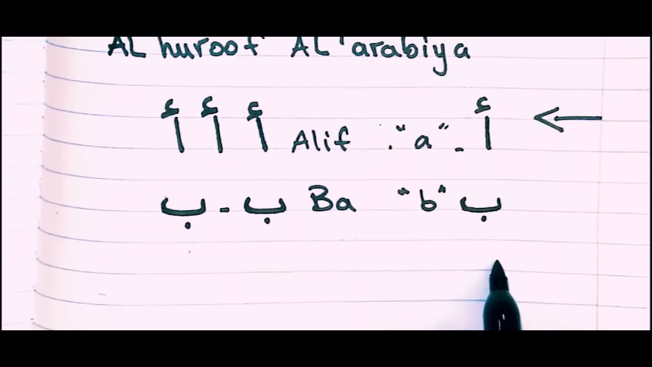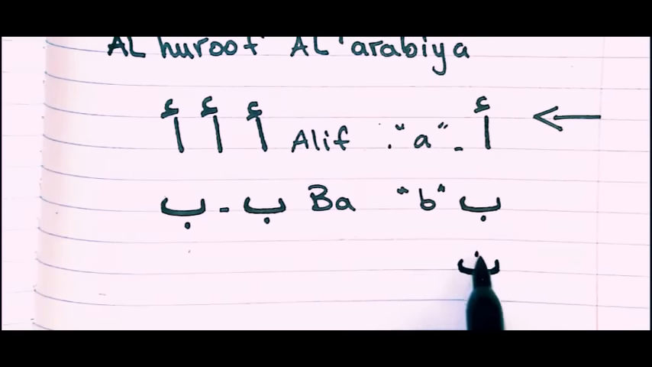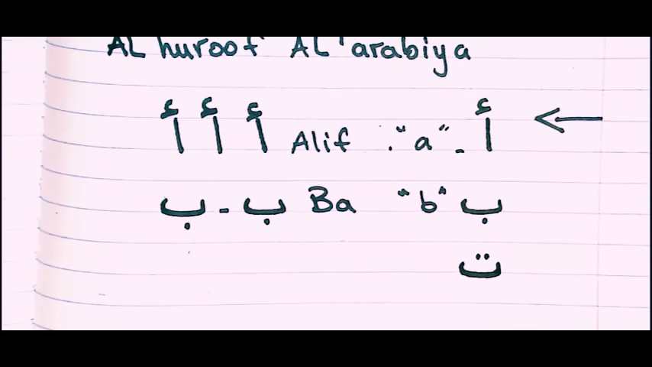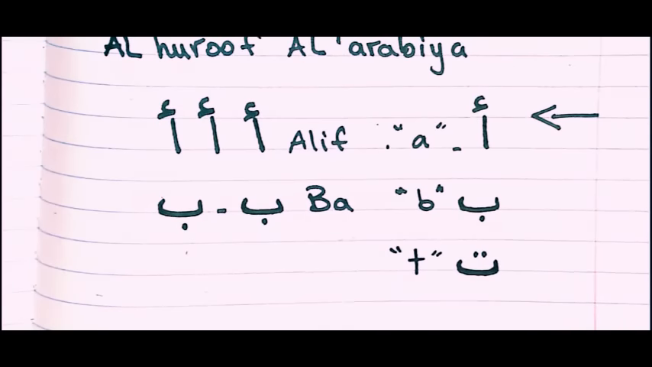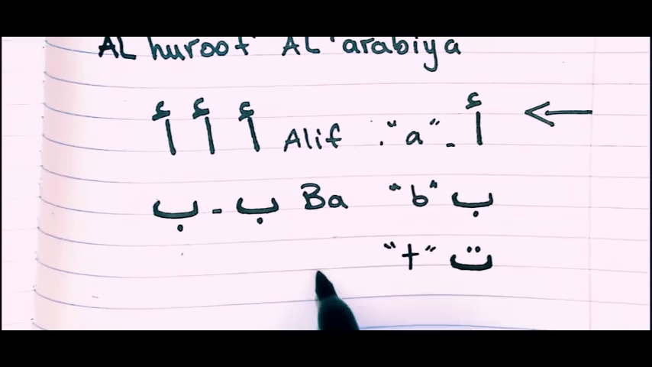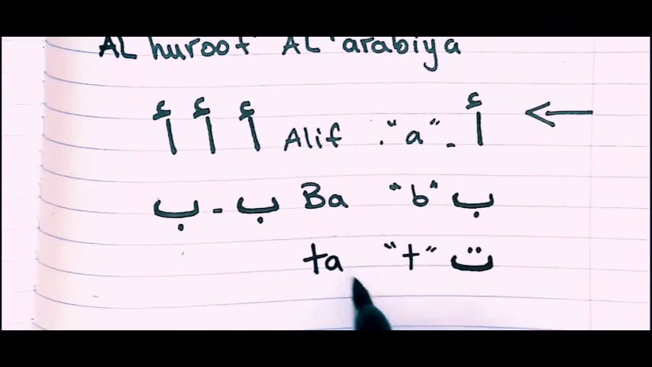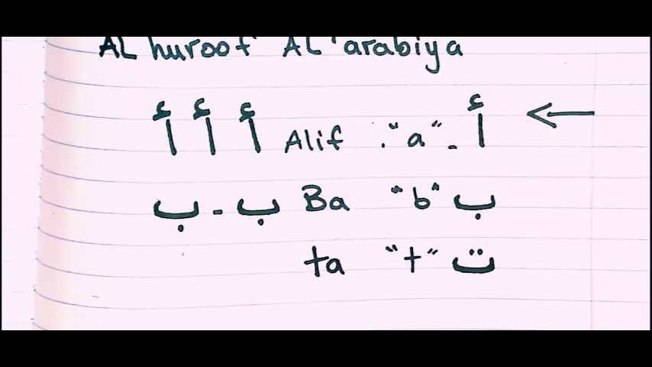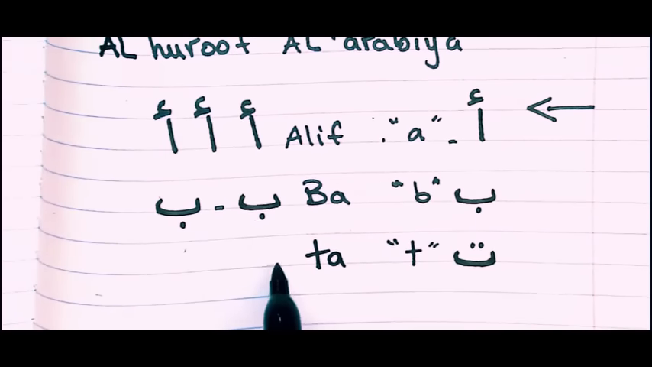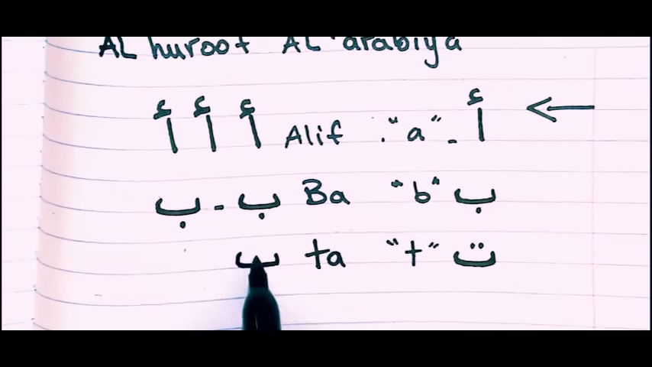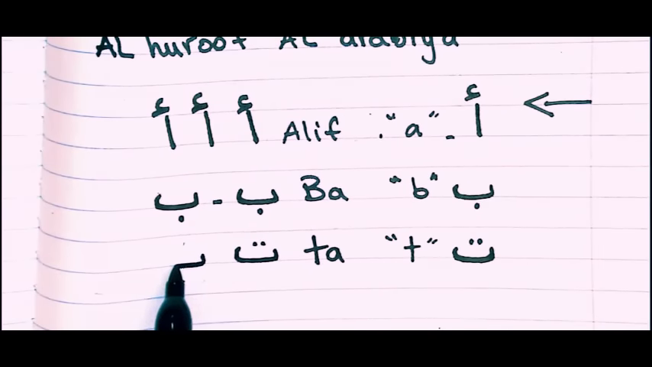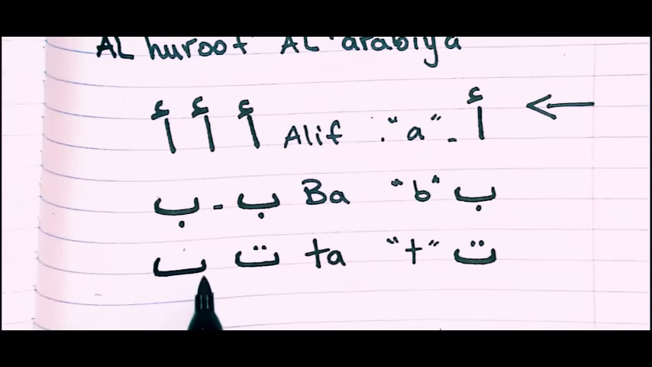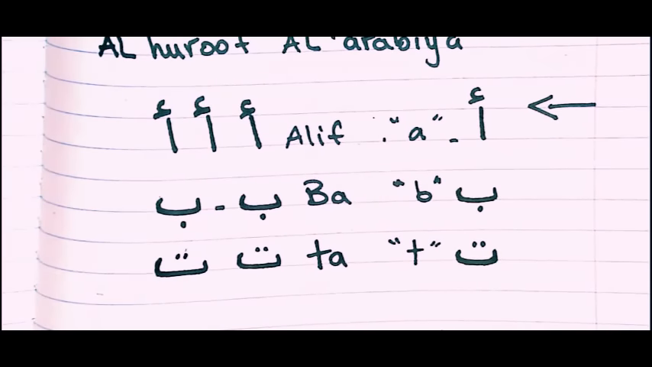And then T. Same shape as B, but with two dots. And it's the letter T in English. Ta, ta. Let's write it again. Watch, I'm going to write it slowly.